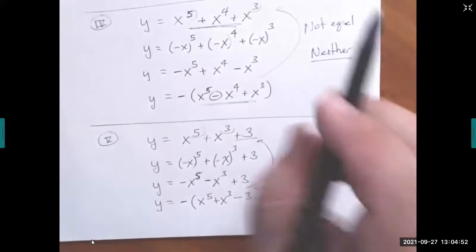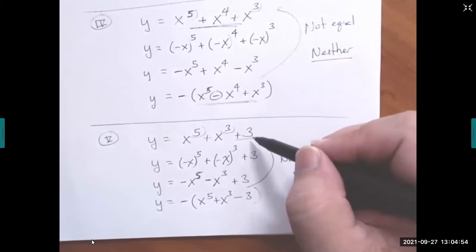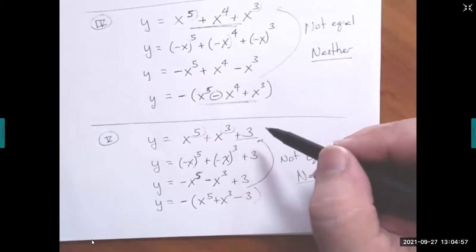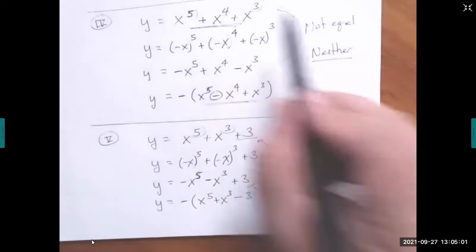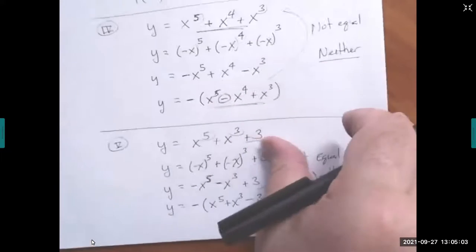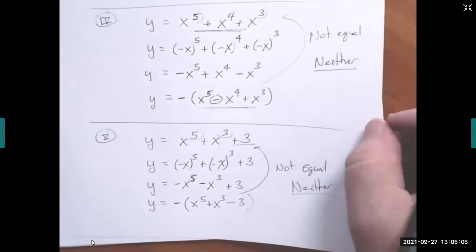So the only functions that can have constants are even functions. You cannot mix odds and evens. Other than that, it's just looking at them. You don't have to do any work.